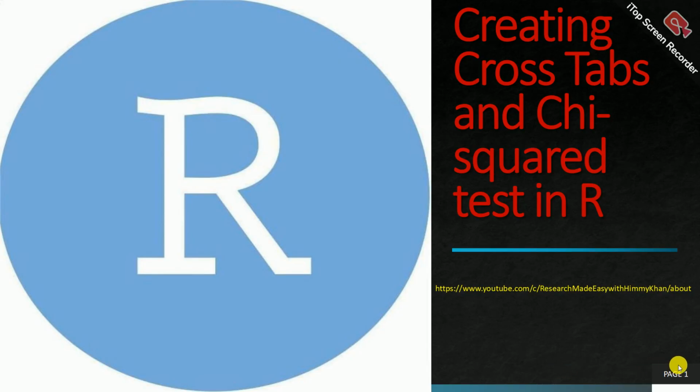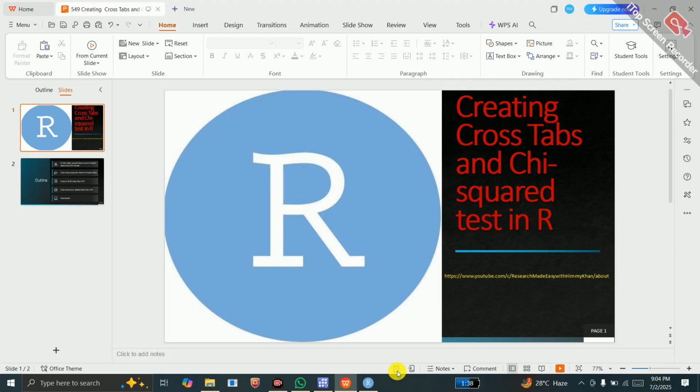In this video, I'm going to show how to create one-way tables and two-way tables, that is CrossTabs, and how to run chi-square test in R programming language. Kindly watch this video up to the end so that you could understand the whole process.